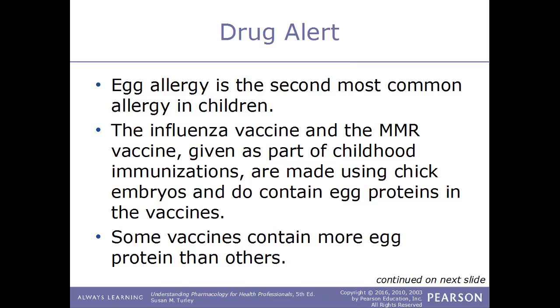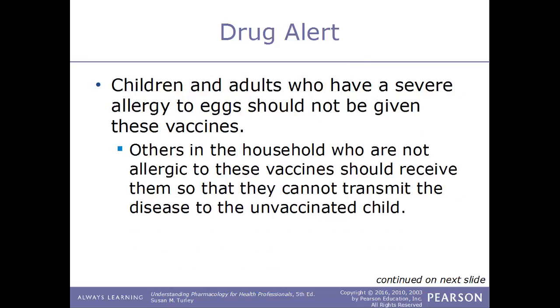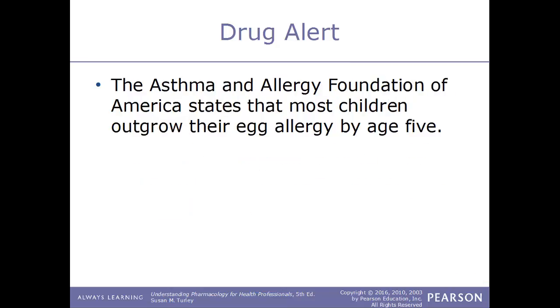All right, now we'll mention a drug alert about how some vaccines are prepared. Egg allergy is the second most common allergy in children. The influenza vaccine and the MMR vaccine, given as a part of childhood immunizations, are made using chick embryos and do contain egg proteins. Now, some vaccines contain more egg protein than others. Children and adults who have a severe allergy to eggs should not be given these vaccines. Others in the household who are not allergic should receive them, so they cannot transmit the disease to an unvaccinated child. The Asthma and Allergy Foundation of America states that most children will outgrow their egg allergy by age 5.